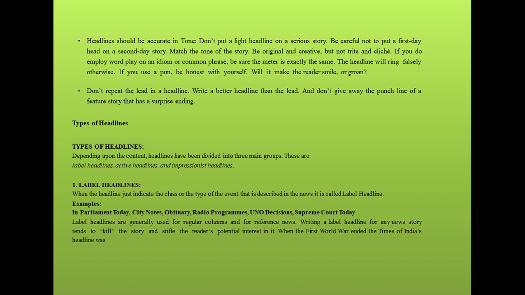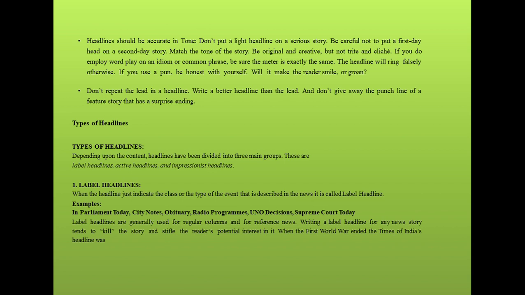So we have understood the basics of headlines. Now we will start with the types of headlines. When we talk about the types of headlines, they are mainly divided on the basis of content and on the basis of appearance. So first we'll start with the basis of content. Depending upon the content, headlines have been divided into three main groups: label headlines, active headlines, and impressionist headlines.